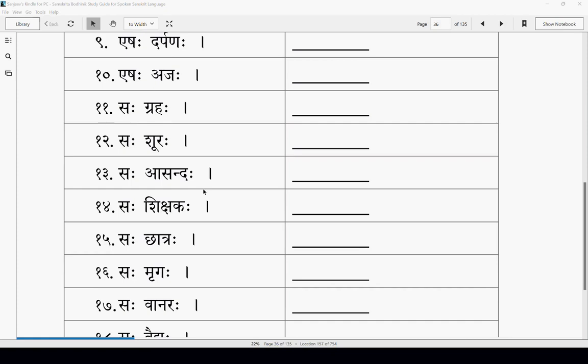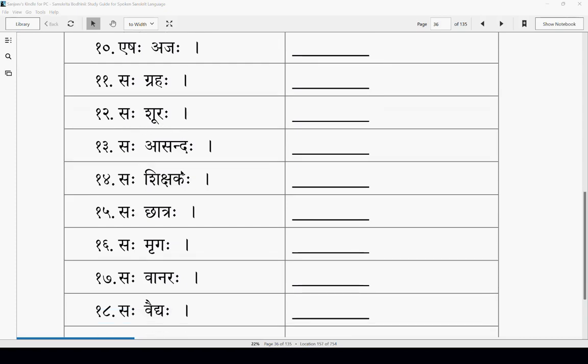Did you hear it? Is it a fighter? Like a fighter. Shuraha is brave, okay. Brave as in a person, not the noun. Sahashuraha, he is brave. He is a brave person. That's a good thing to note, that this is an adjective. It's a quality of a person.